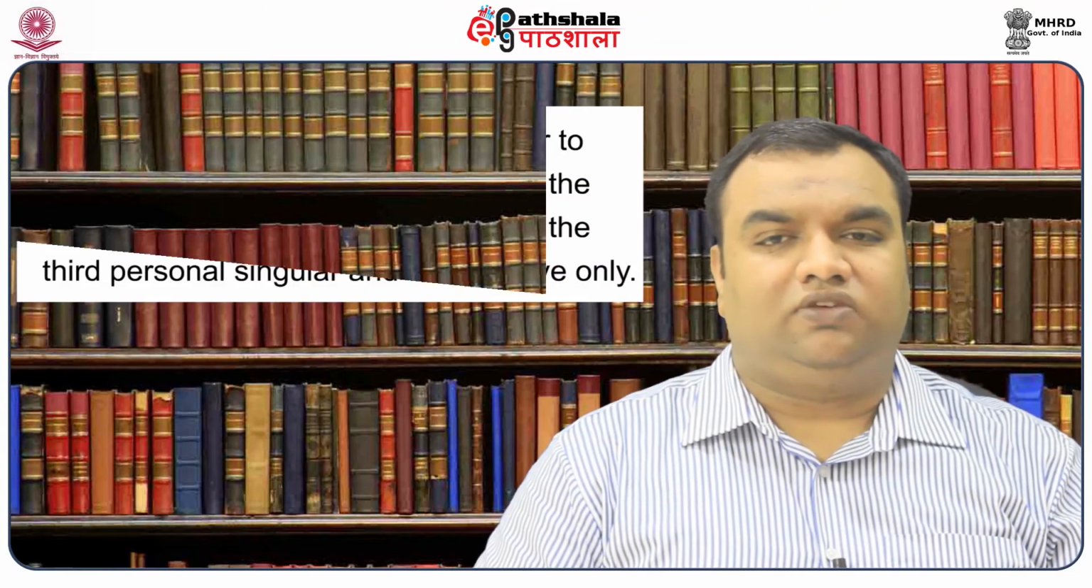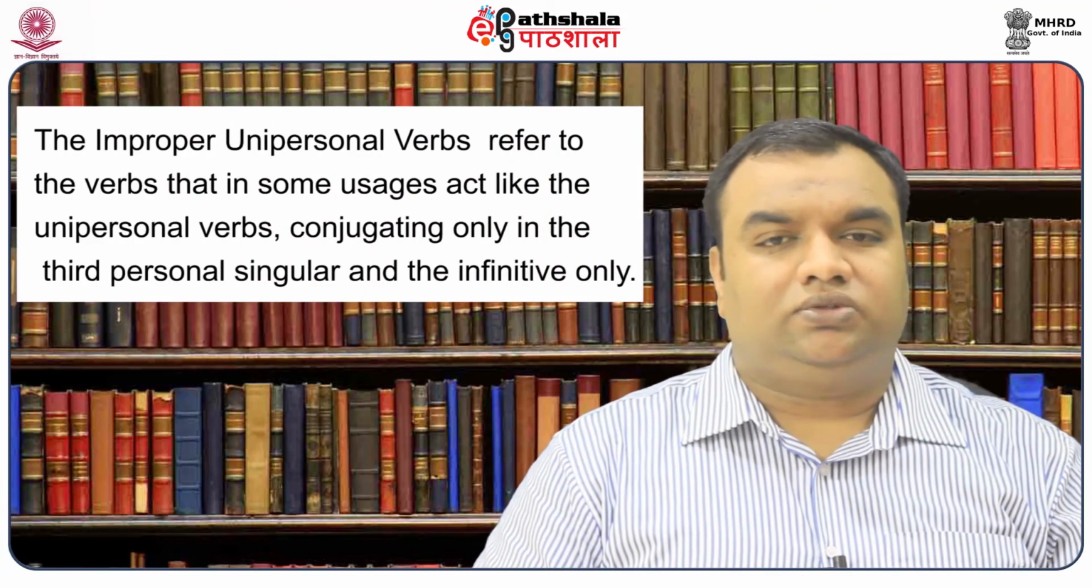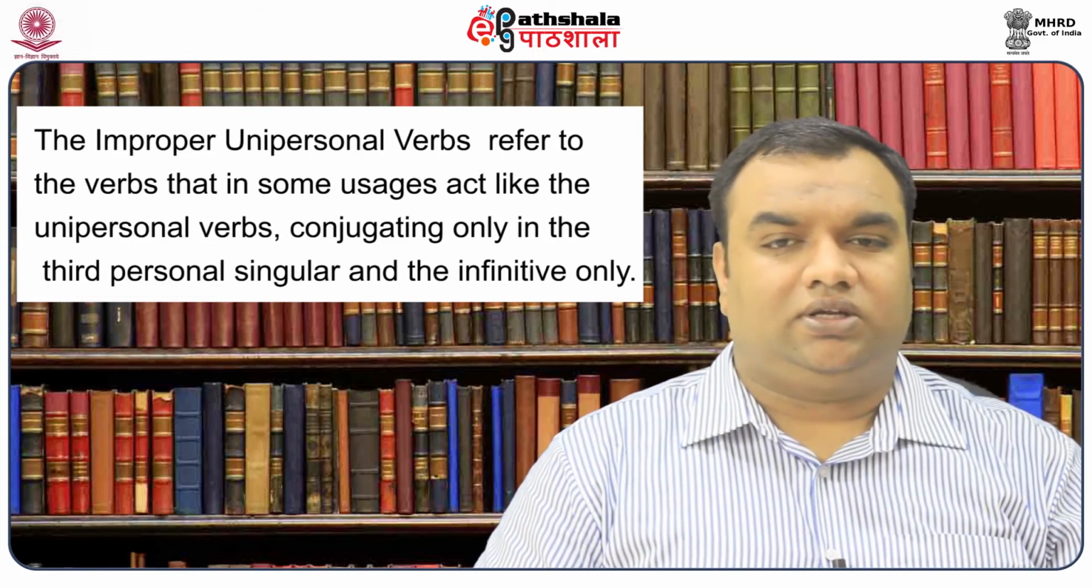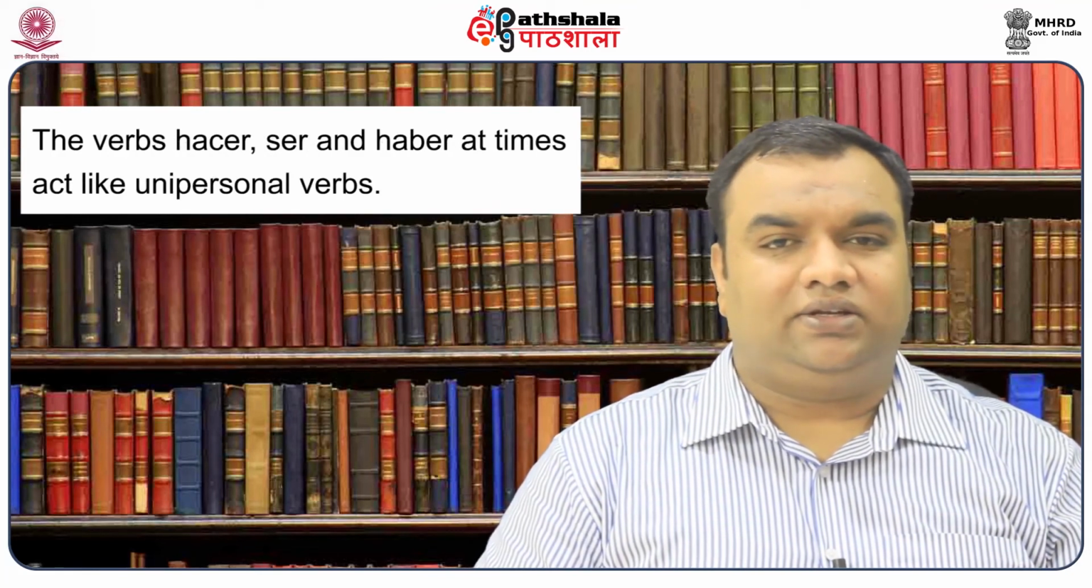Let us now see the case of the improper unipersonal verbs. It refers to the verbs that in some usages act like the unipersonal verbs, conjugating only in the third person singular and the infinitive forms only. The verbs hacer, ser, and haber at times act like unipersonal verbs. Hacer, in its function of describing the weather, acts like an unipersonal verb. The third person singular conjugation of hacer is used in the following cases.